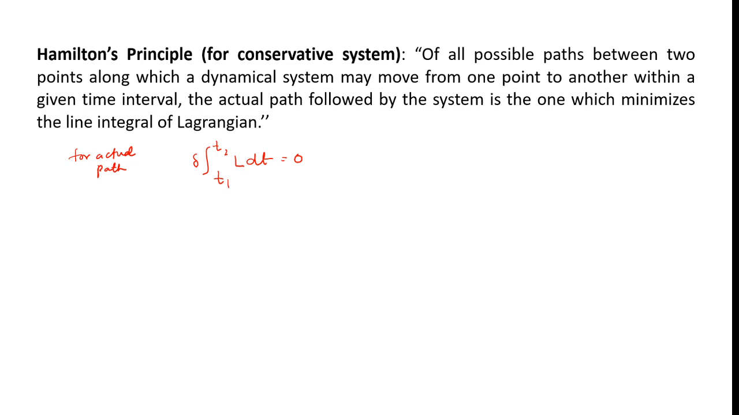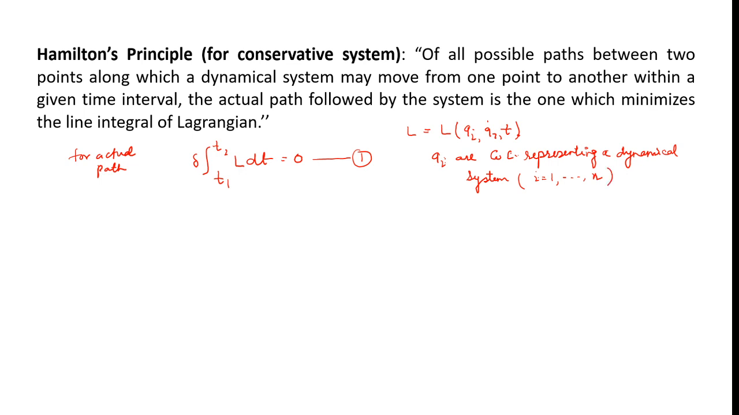You know that the Lagrangian in this principle is a function of qi, qi dot and time, where qi are the generalized coordinates representing a dynamical system. It is a system of n particles, and i is going from 1 to n, where in actual this n is equal to 3n.